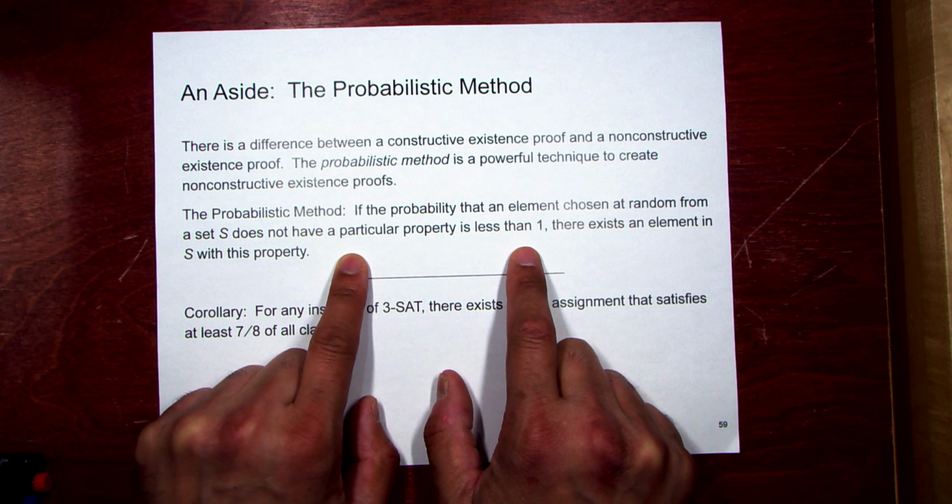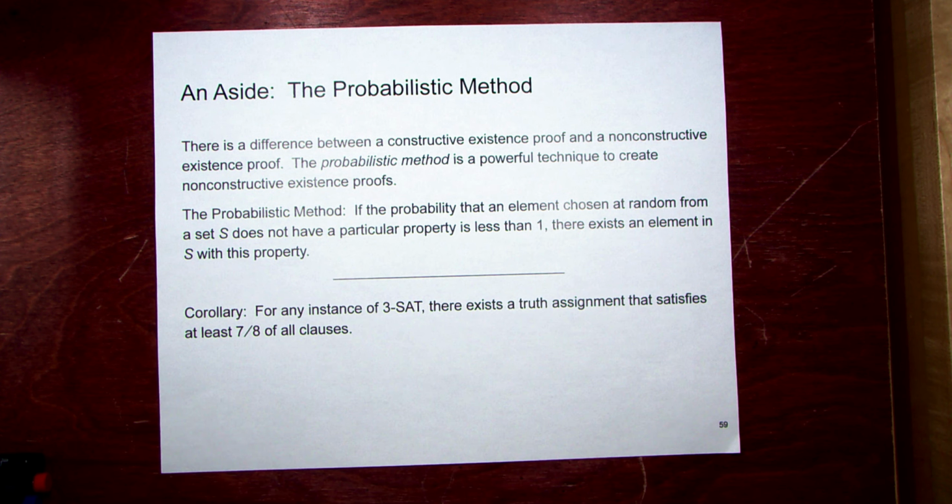It's something other than 100% or 0%. And if you can prove such a thing, then there must exist something that has that property. Okay, so that's the existence. It doesn't tell you how to find it. It just says it must be there.